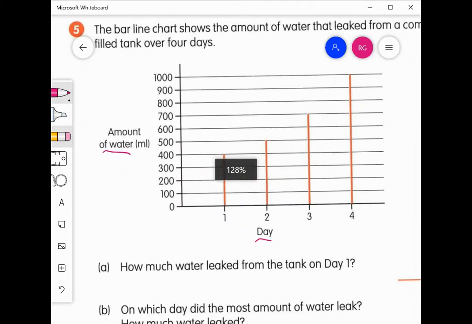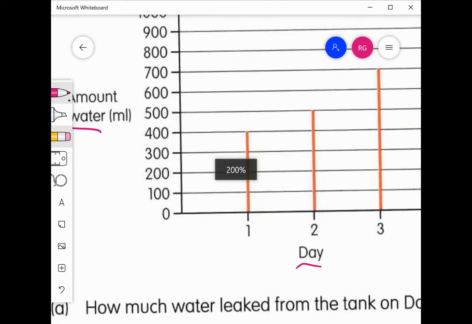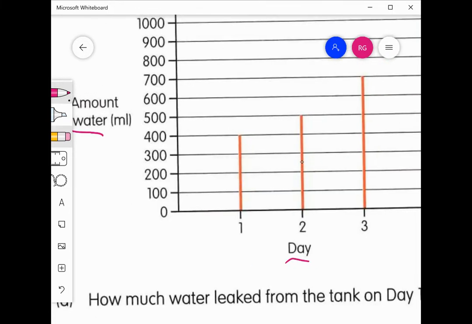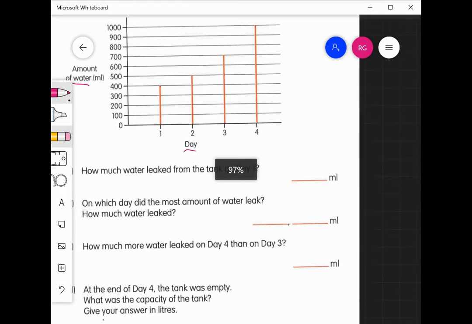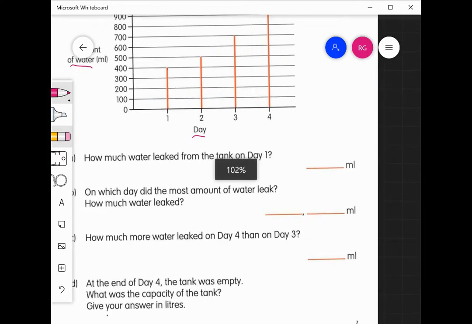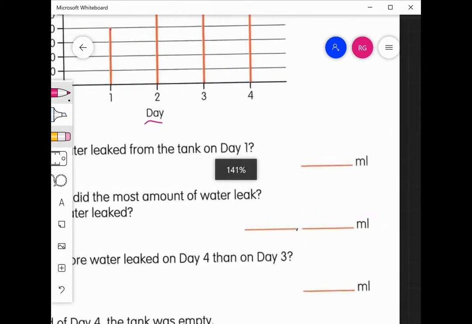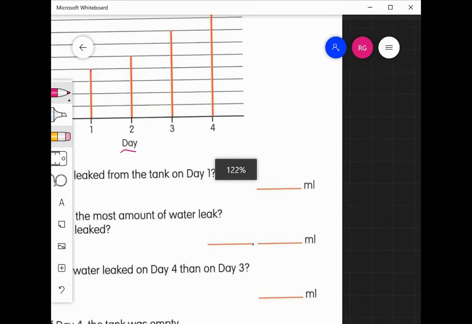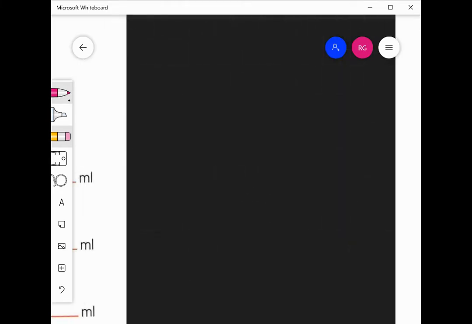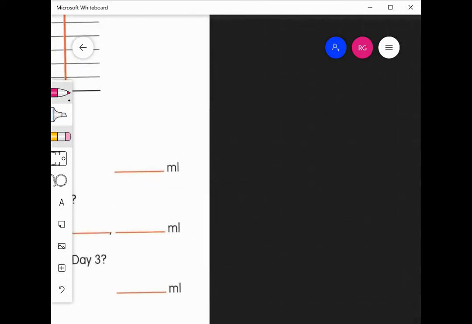So this is the amount of water that has leaked out of the tank. So they must have some problem there with a leak. So there's 400 for day one. How much water leaked from the tank on day one? Well, we can see that it's 400 milliliters. So let's write 400 milliliters there.